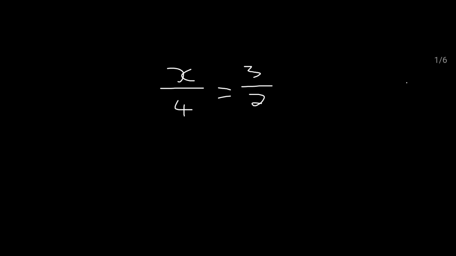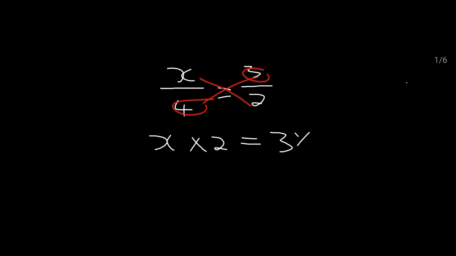So the cross multiplication method, I can explain. It is literally multiplying crosswise like this, whereby this number multiplies with this number, and this number multiplies with this number. So you have x multiplied by 2, equal to 3 multiplied by 4.